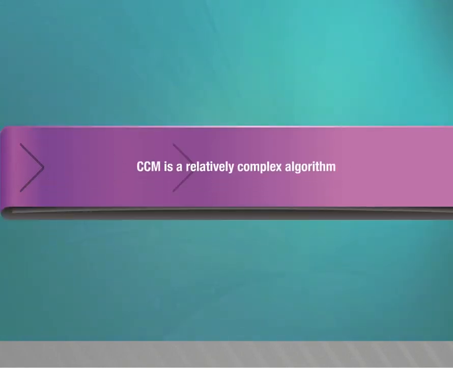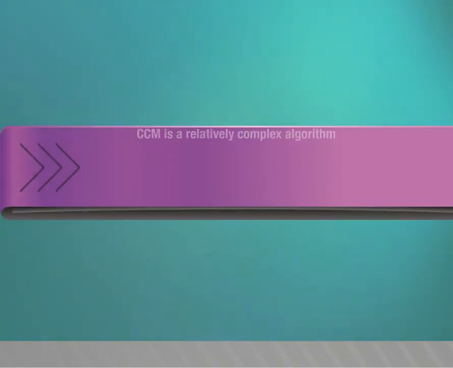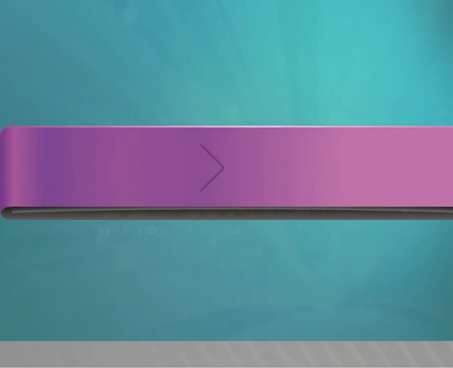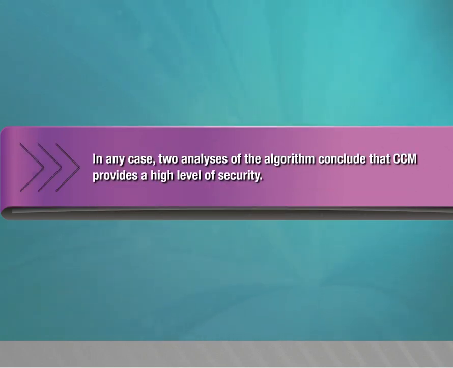CCM is a relatively complex algorithm. It requires two complete passes through the plaintext, once to generate the MAC value and once for encryption. In any case, two analyses of the algorithm conclude that CCM provides a high level of security.